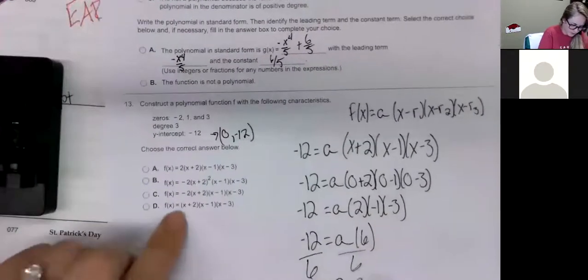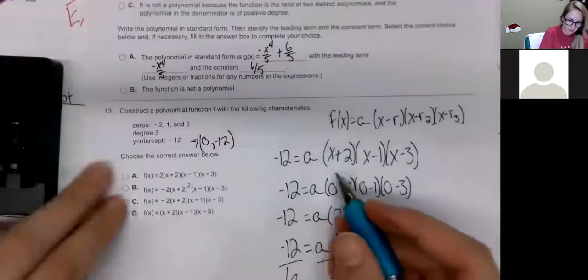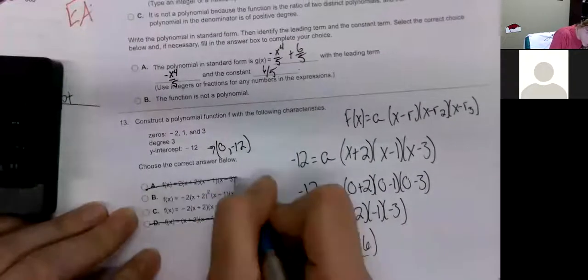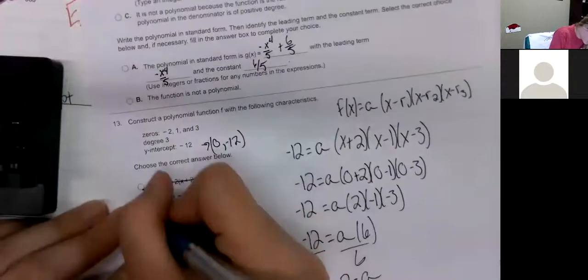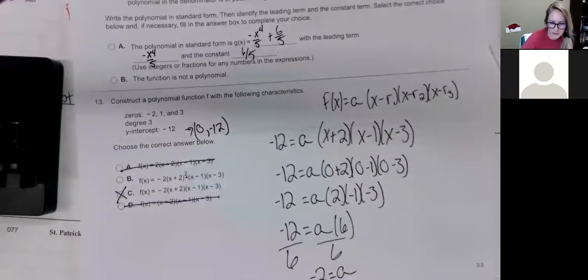Then we're going to plug this information into this to find this. So we have a negative 2. This one doesn't have an a at all. This one's positive 2. This one has a square here, so let's see. All right, I'll get these posted.